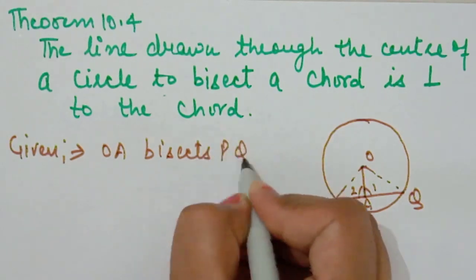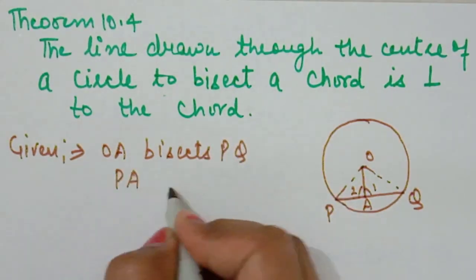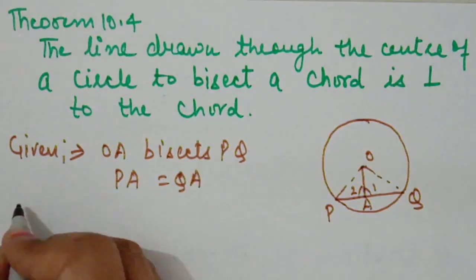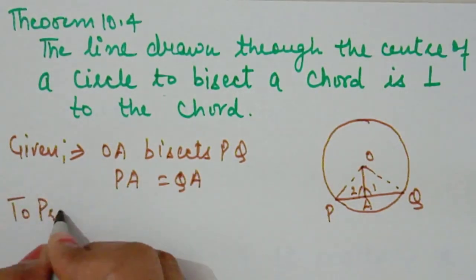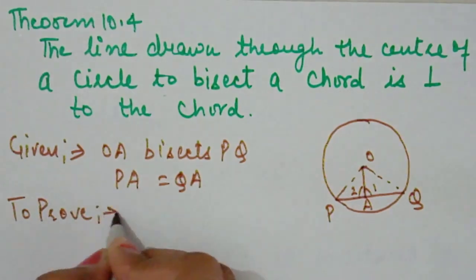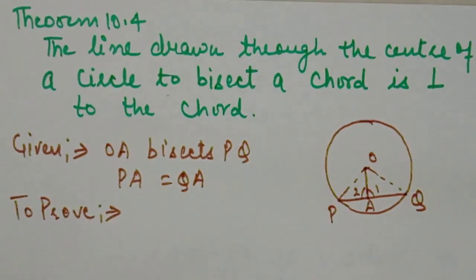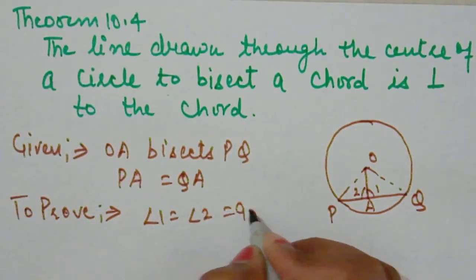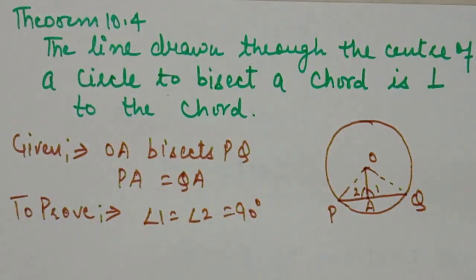OA bisects PQ. It means what is given to us? PA is equal to QA. What we have to prove? We have to prove that angle 1 is equal to angle 2 is equal to 90 degrees. Then we will say that OA is perpendicular on PQ.